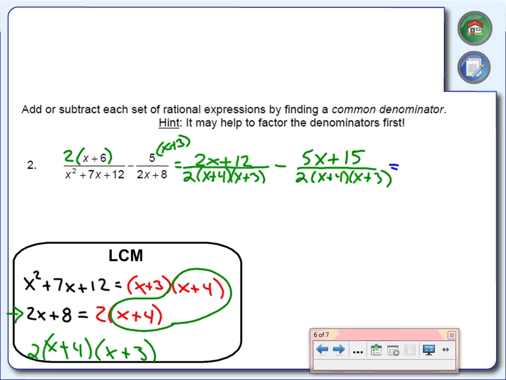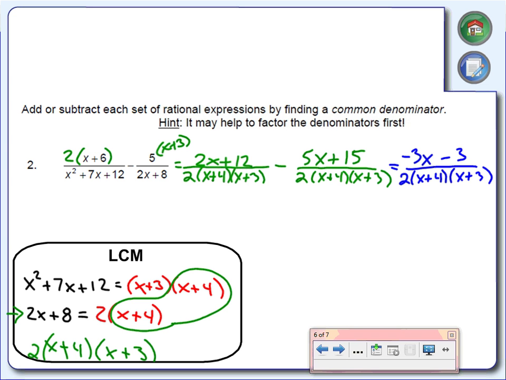Alright, so now we're ready to subtract here. Let's start with the x's. 2x minus 5x would be a negative 3x. 12 minus 15 would be a negative 3. Of course, my denominator is still the 2 times the x plus 4 times the x plus 3.